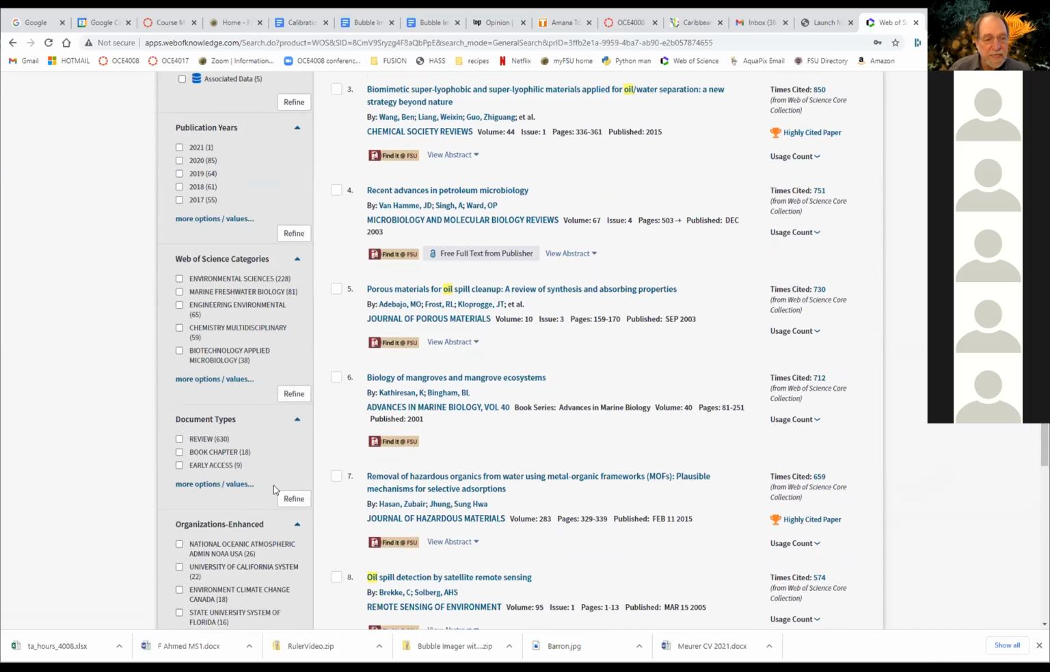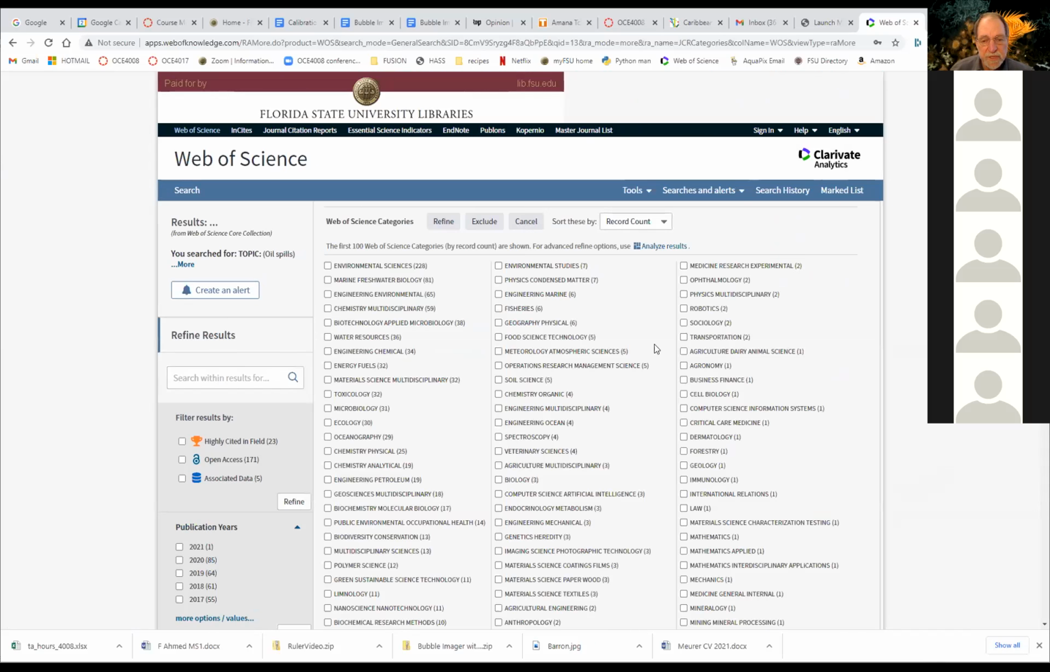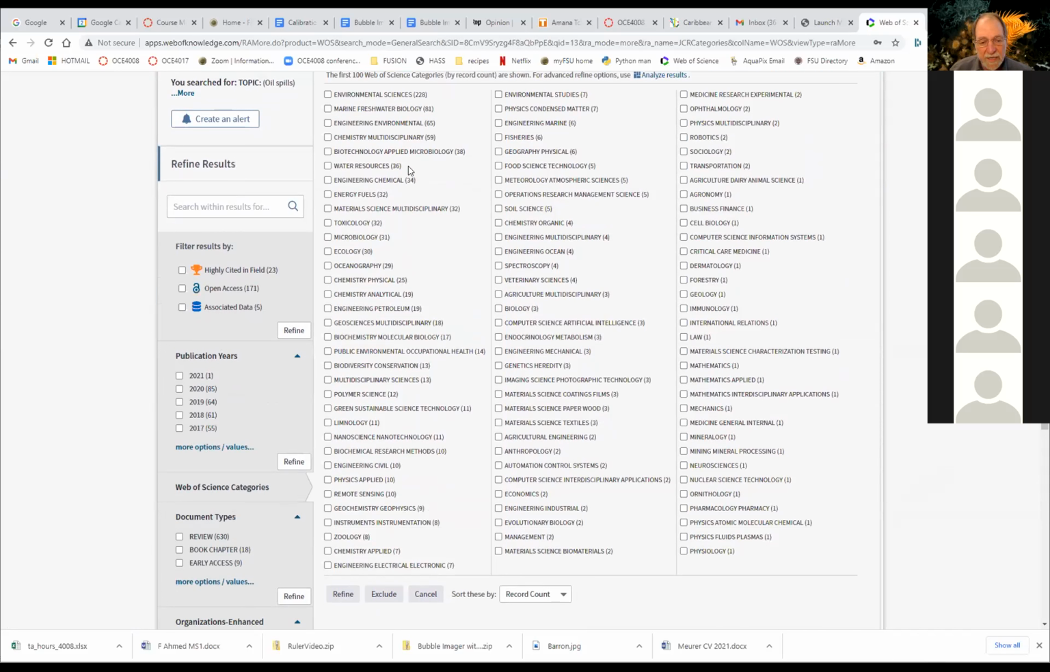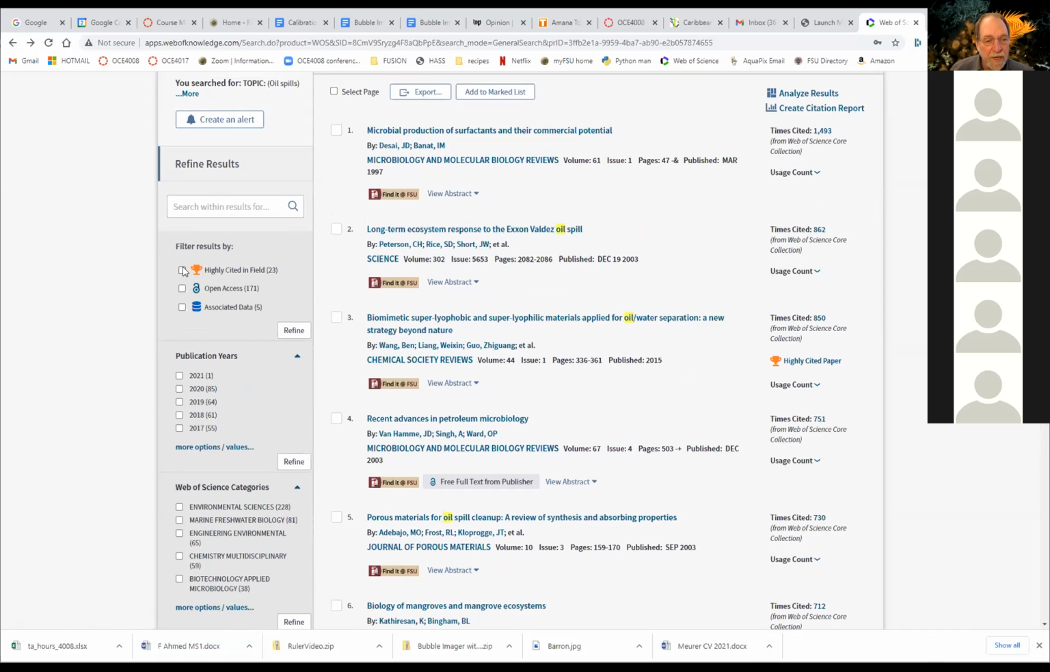Now, within this, you have a bunch of different choices. There's environmental sciences, marine freshwater biology, more options and values. So there's a whole series of things that you could choose to categorize, and you could choose any of these topic areas. Back. All right. Another way to do it would be to look for highly cited papers.